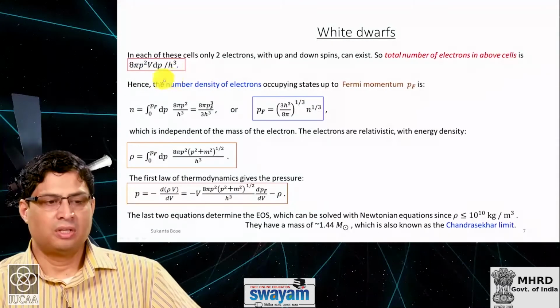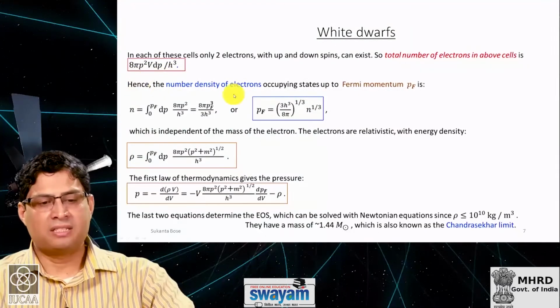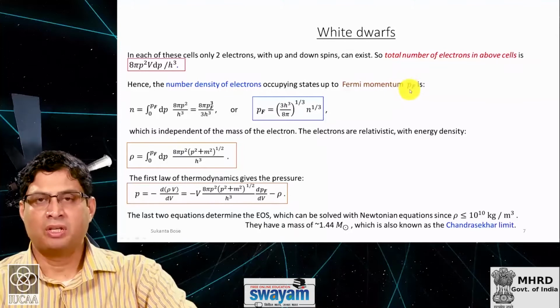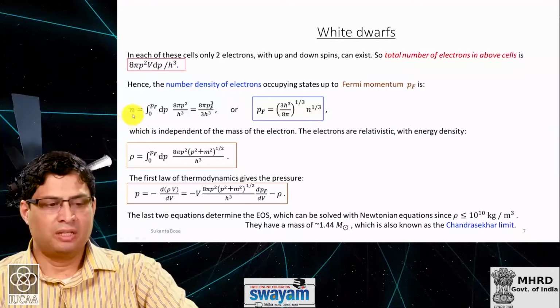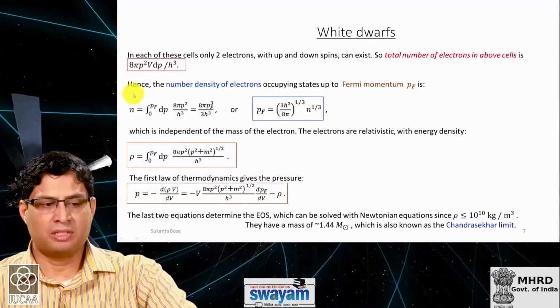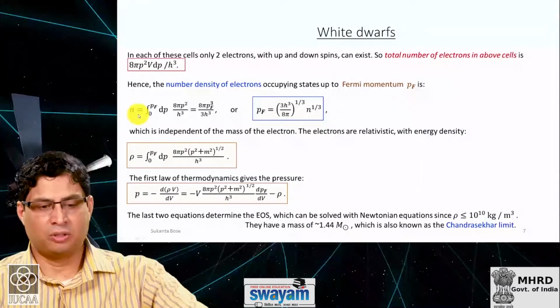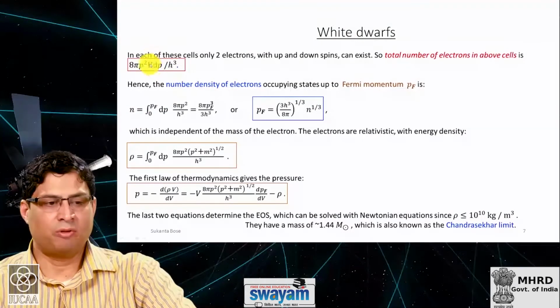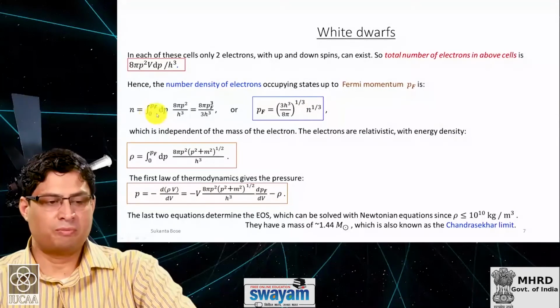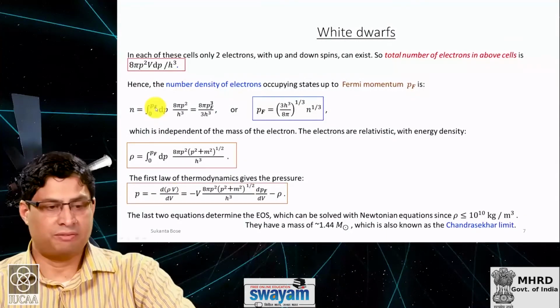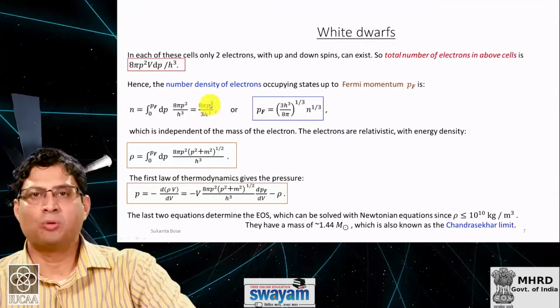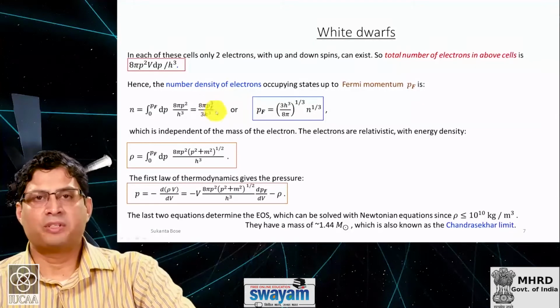8 pi p squared V dp by h cubed. Now, the number density of electrons occupying states all the way up to the Fermi momentum in this star, let us say the Fermi momentum is symbolized by Pf, is the total number of cells divided by the volume. So you are integrating this equation, and since you divide by volume, V no longer appears in the integrand, but you are integrating from momentum p of 0 all the way to the Fermi momentum Pf. When you do this simple integration, you get the number density scaling like the cube of the Fermi momentum.